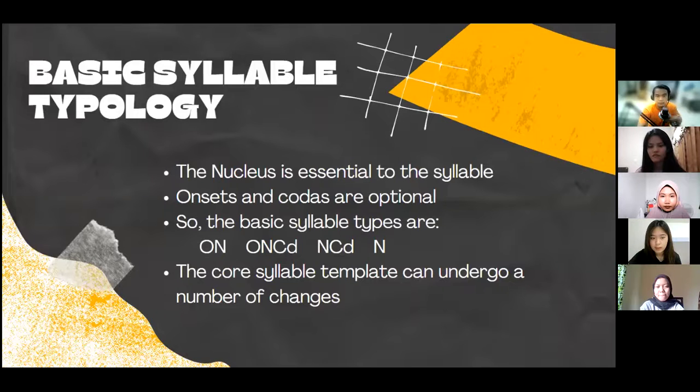Basic syllable typology. The nucleus is essential to the syllable. Onset and codas are optional, so the basic syllable types are onset, on coda, nucleus coda, and nucleus. The core syllable template can undergo a number of changes.